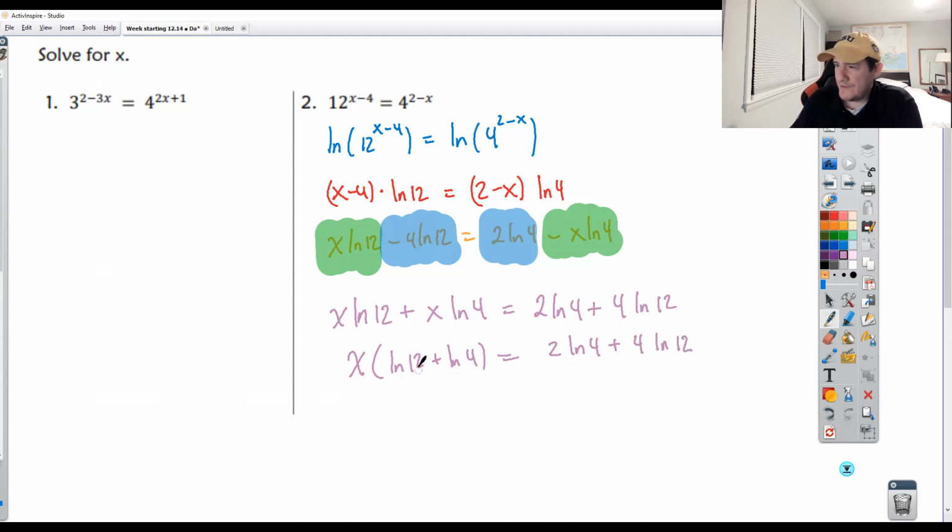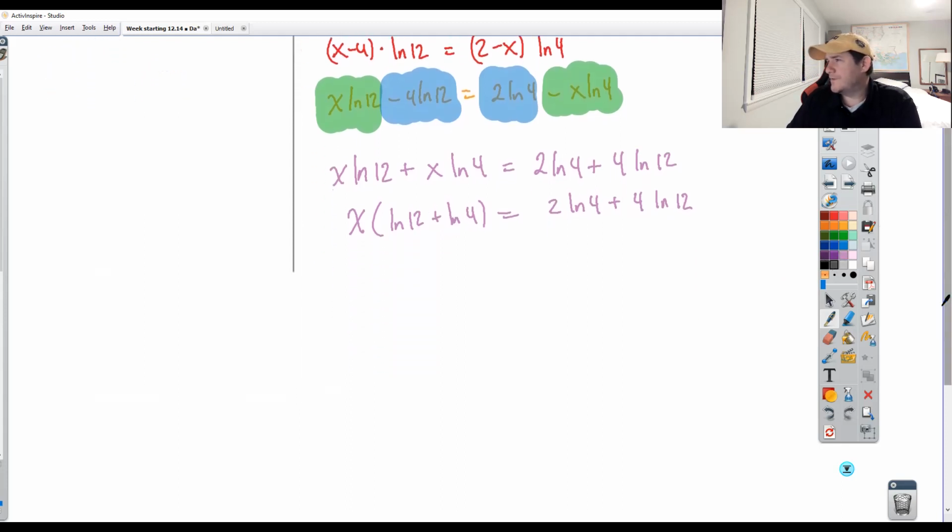By the way, we have an answer because you can now divide by the ln's. Now it's going to be another ugly answer that could certainly be cleaned up, but it's going to be x equals 2 ln 4 plus 4 ln 12 all over ln 12 plus ln 4.